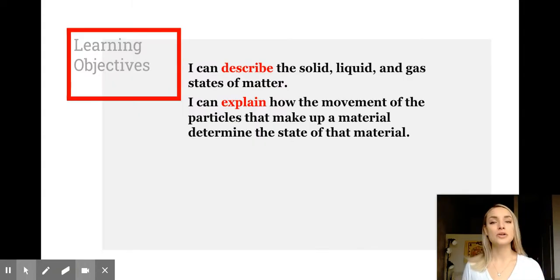So our learning objectives today are: I can describe the solid, liquid, and gas states of matter, and I can explain how the movement of the particles that make up a material determine the state of that material.